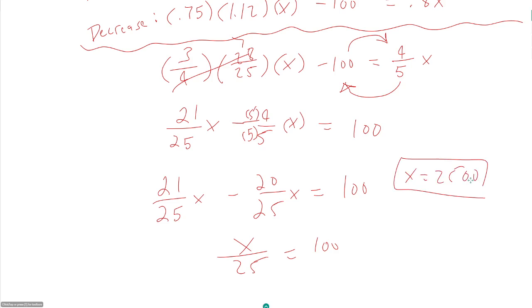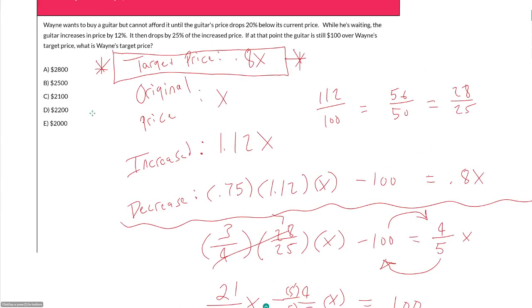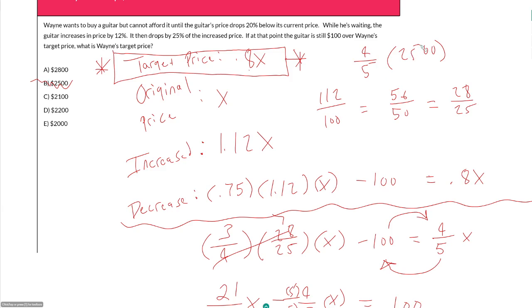But remember, we're not done yet. Do not select 2500 as your answer choice. That would be incredibly tragic if you did that. We need 0.8x. That is why we started and boxed it off. We need 4/5 of 2500. So 2500 divided by 5 is just 500, so 2000. That is our target price. And that is E.